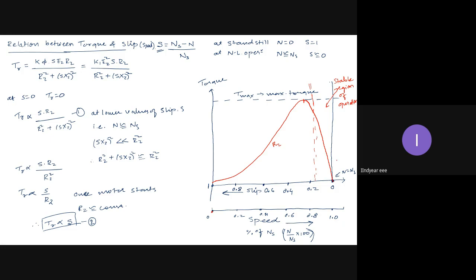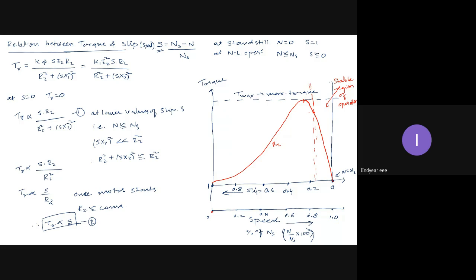Okay, because the torque is decreasing. If the torque decreases below a certain value, below which it cannot supply the rotational losses requirement, then the motor will stop. So generally, the stable region of operation of motor is always when the torque is linearly varying with the slip, but it is below the maximum torque value. Okay, so this is the stable region of operation.